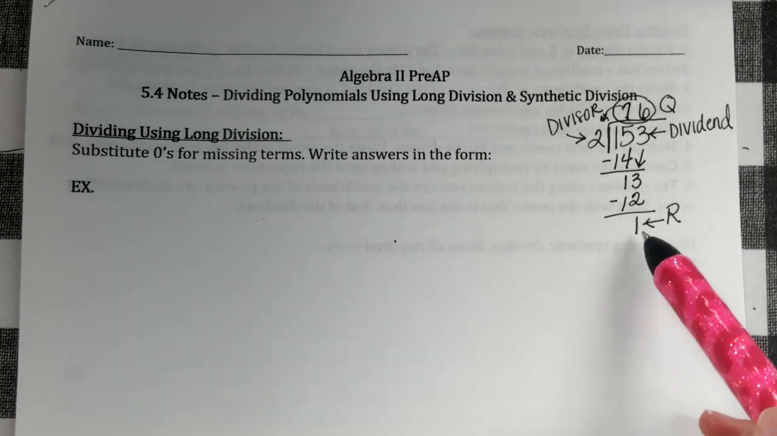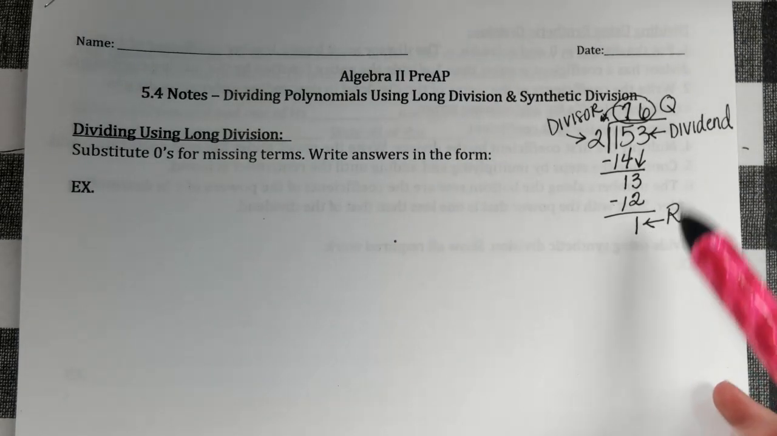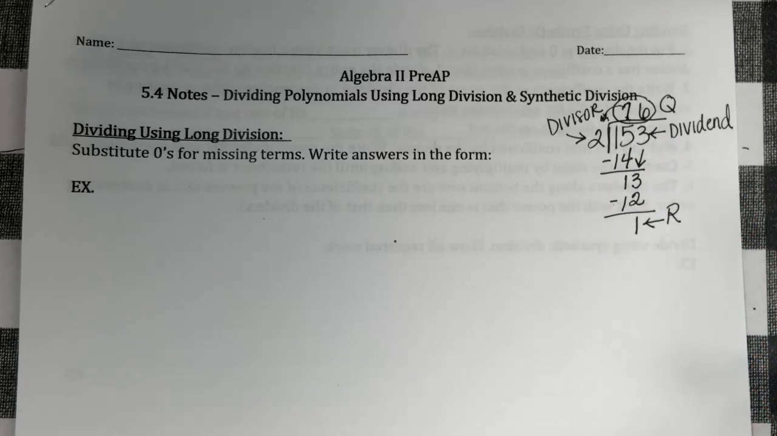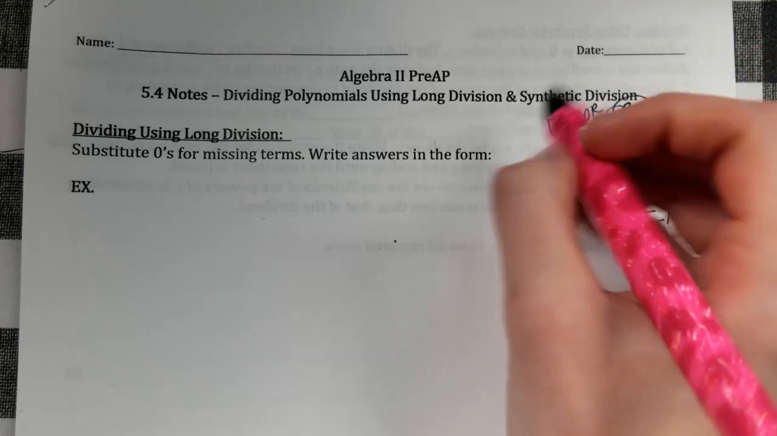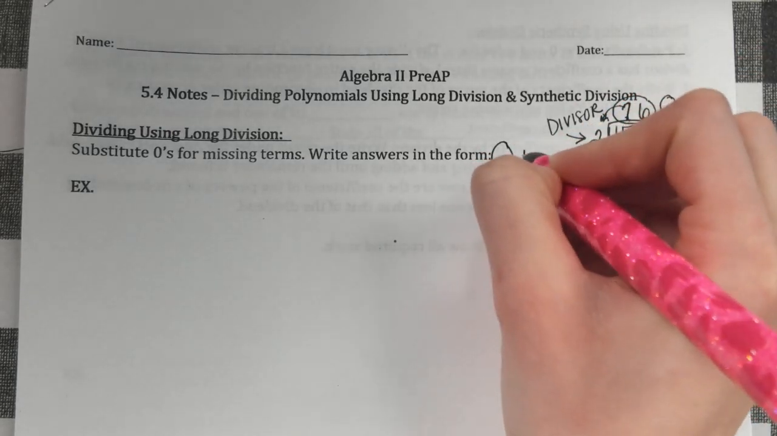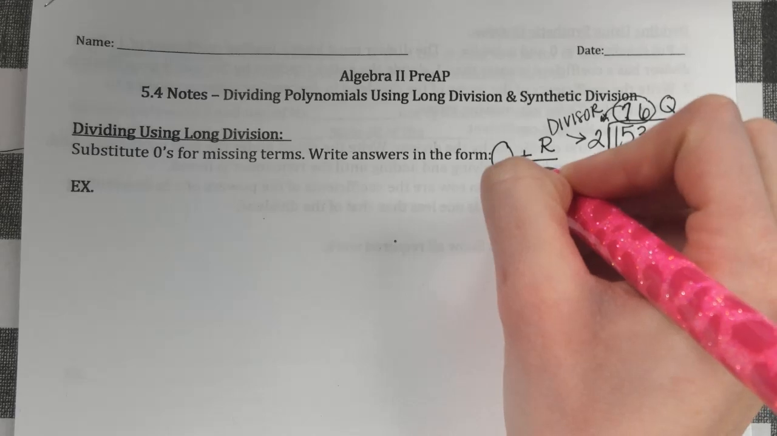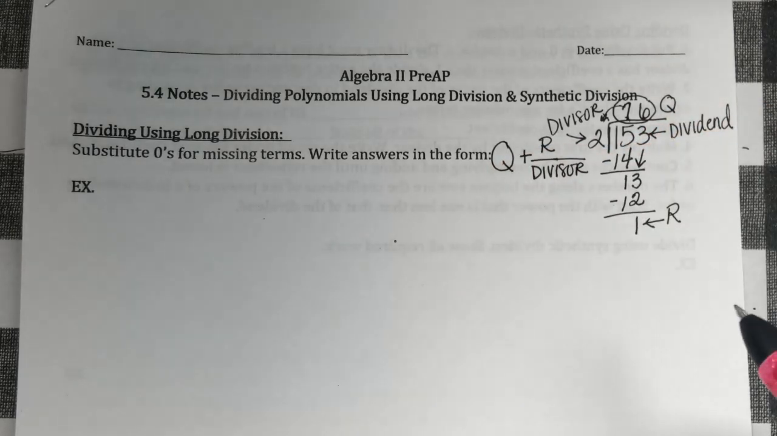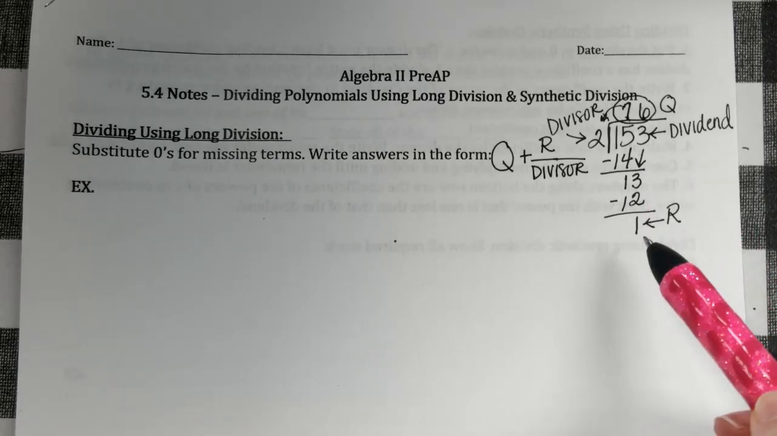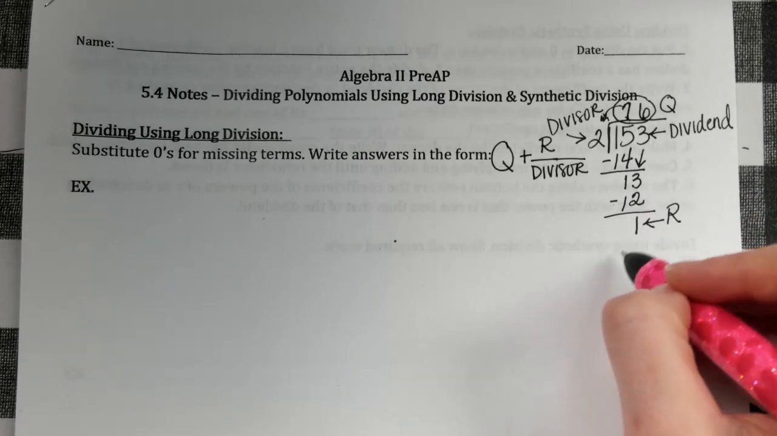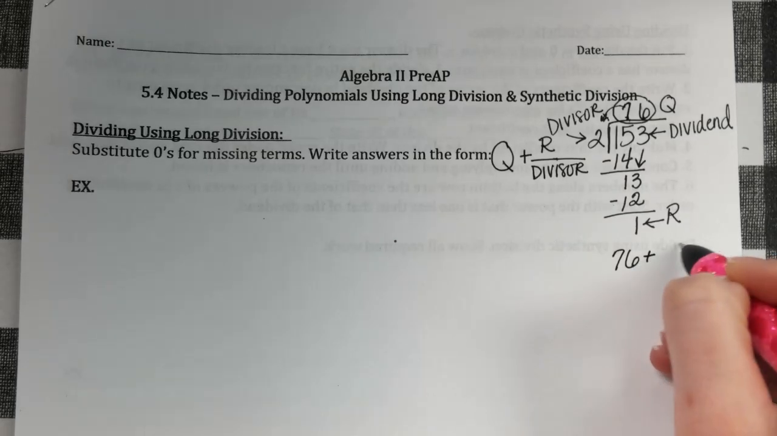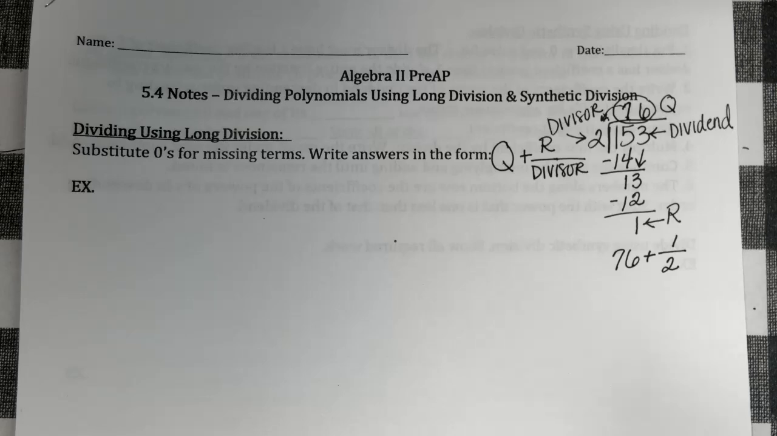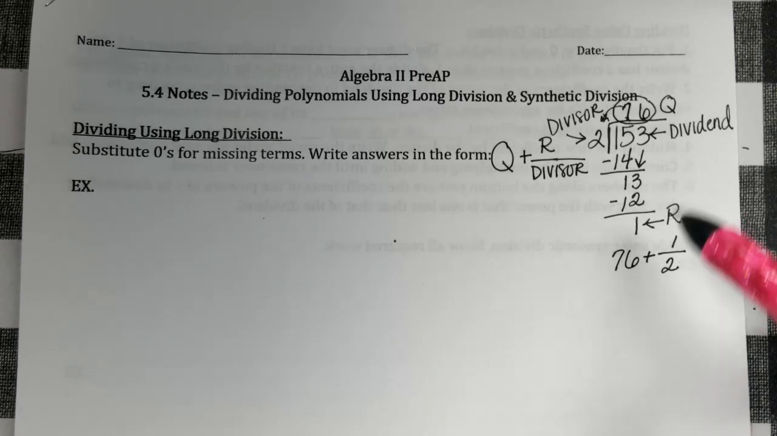So when you do your long division, when you just did this in elementary school, you probably did 76 R1, remainder 1, okay? So now how you're going to do it, you're going to write your answer in the form of quotient plus remainder over your divisor. Okay, so if we applied that to the example that we just did with just integers, then we would have our quotient 76 plus our remainder of 1 over our divisor of 2.